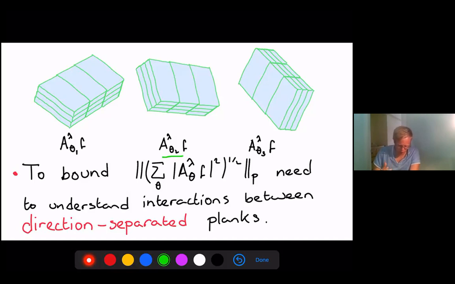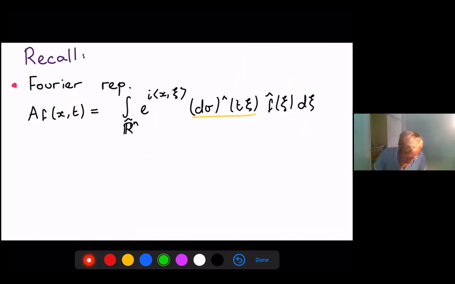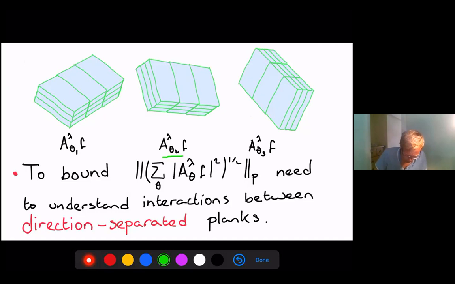And to do that, we have to understand how these planks, which point in different directions, can overlap and intersect with one another. The key tool here is to use some kind of Kakeya or Nikodym maximal estimate. I don't really want to go into details of this part of the argument, but that's the final stage, and these bounds are relatively simple now. It just relies on the geometry of these direction-separated planks rather than any kind of Fourier analytic input.